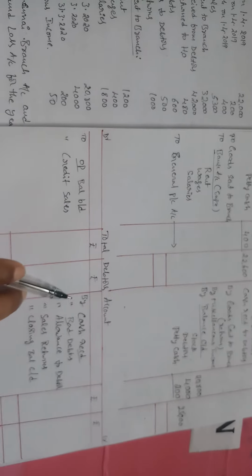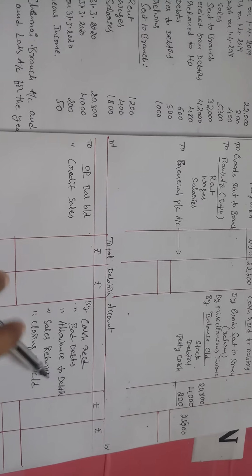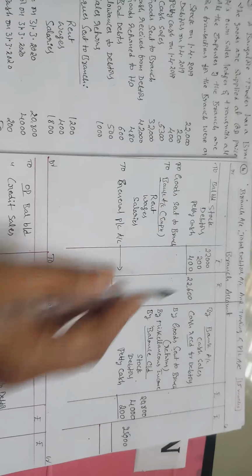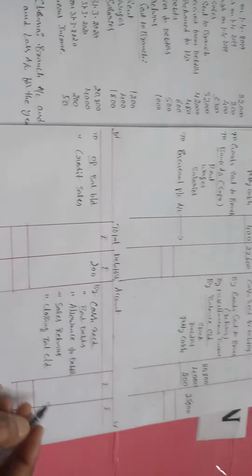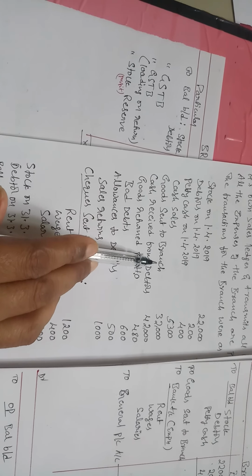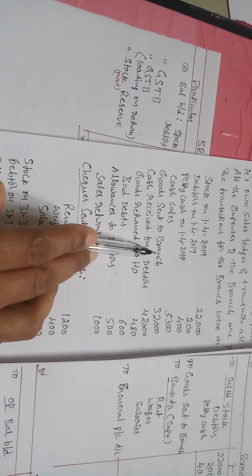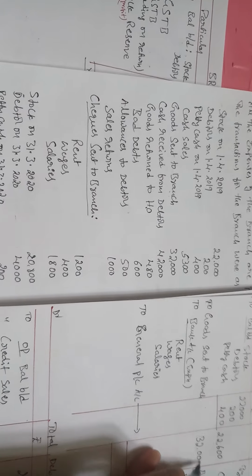Here also I am entering the debtors account, opening balance and closing balance. Already we know opening is 200, closing is 4,000. Okay, first part is clear. So come to the second part. The second part is goods sent to branch. This is the branch account debit side, so goods sent to branch, debit side, 32,000.